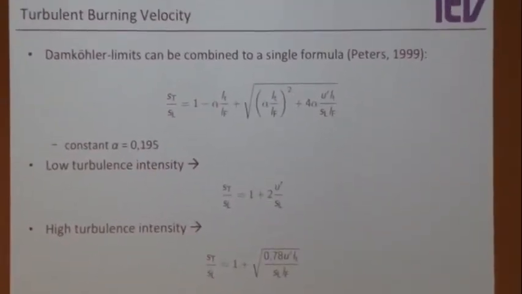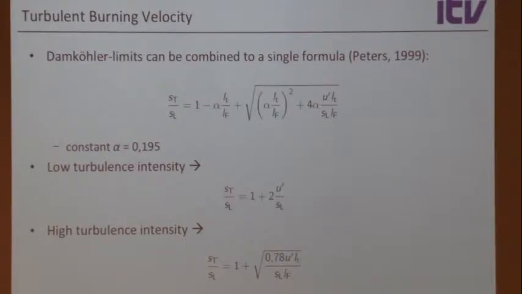So you can combine these two limits in one formula. This is here by Peters. If you take this, you see it is a solution of a quadratic equation depending on the length scale ratio and the velocity scale ratio. If you take this in the limit of large Damköhler number, then you get this. And if you take it in the limit of very small Damköhler number going to 0, then you get this. That shows that this formula recovers both the Damköhler small-scale and large-scale limits.